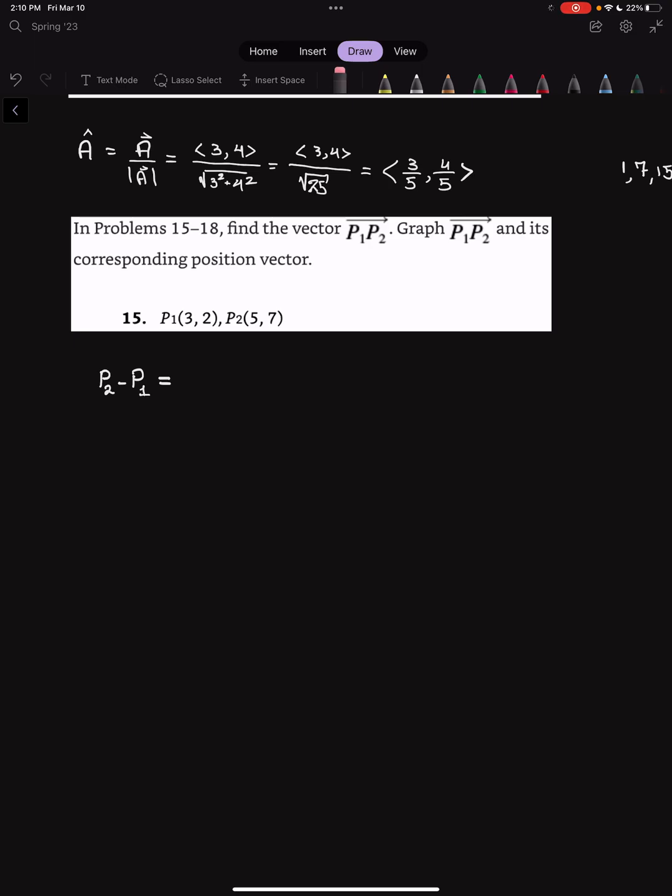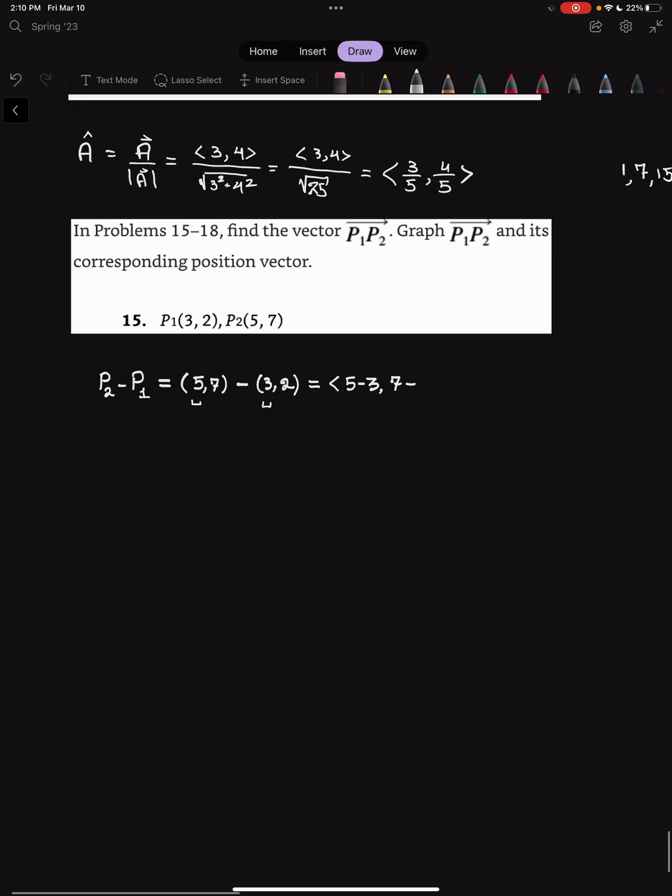So what is P2? P2 is 5 and 7. And P1 is 3 and 2. Now this is the step that you have to remember. Now this becomes a vector, and you say 5 minus 3. So you say the component of P2 in the x minus the component of P1 in the x, and then the component of P2 in the y minus the component of P1 in the y. That's going to be equal to 5 minus 3, which is 2, 7 minus 2, which is 5.